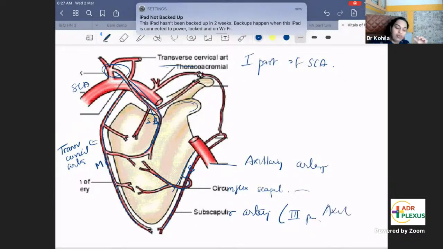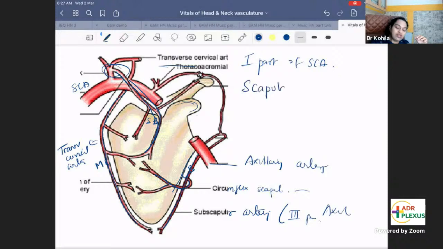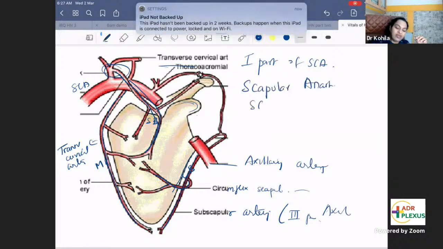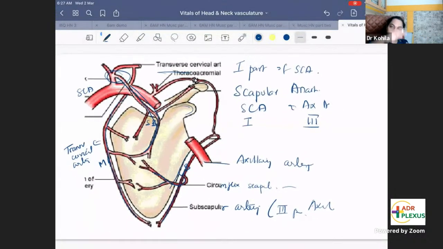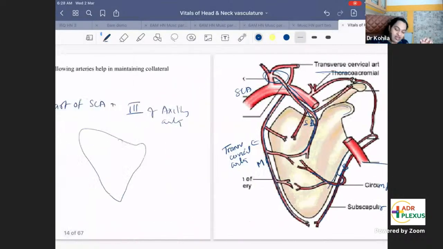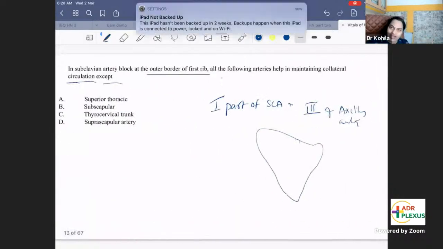So the scapular anastomosis is between the subclavian artery and the axillary artery: the first part of the subclavian artery and the third part of the axillary artery. Okay. So whenever there's an obstruction, there's flow in the reverse direction here. So all that you have to find out here is which is the odd one out.